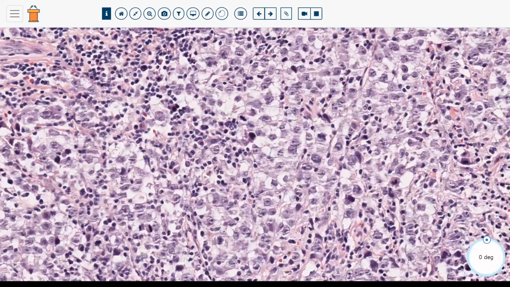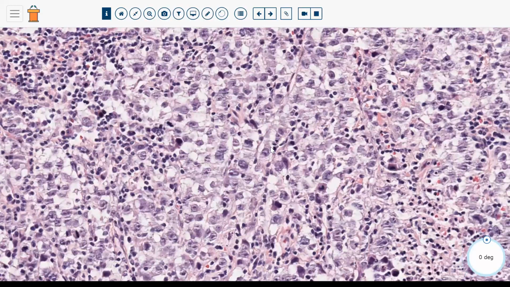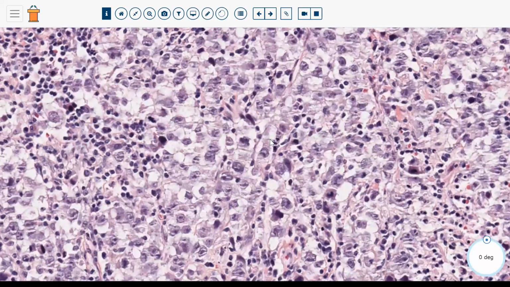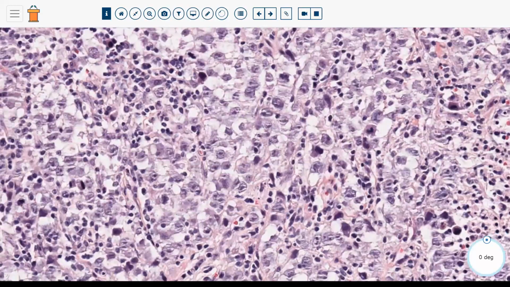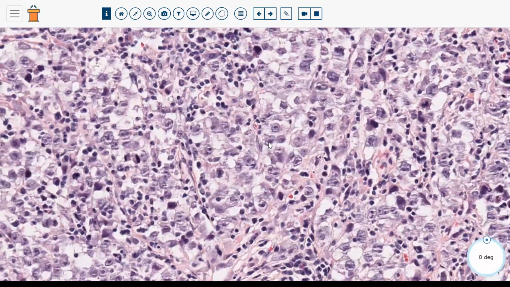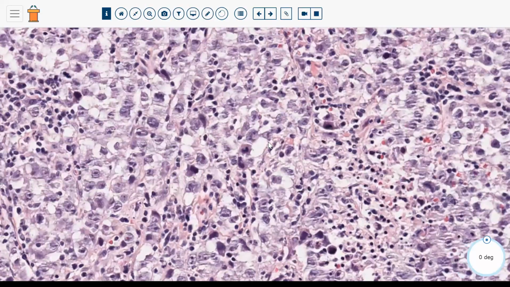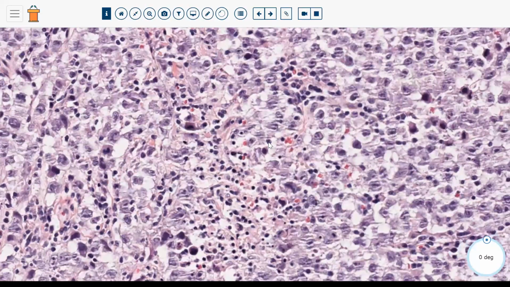The cells have prominent nucleoli. If you can make it out at this magnification, this is the highest magnification we have on the slide, something that you'll often notice with seminomas is that the nuclei are often not totally round, but rounded with squared off corners. So they're like rounded box-shaped nuclei, which is something that you can appreciate at high magnification in seminoma that can be a clue to the diagnosis.